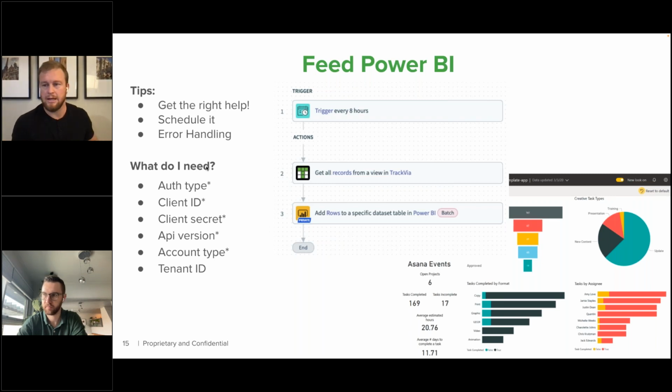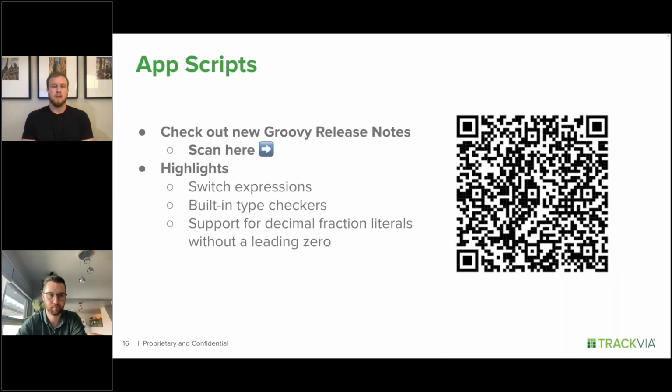Okay, last slide here for me. All right, so September 1st, I believe, is the date this came out, and Groovy put out a release. And Groovy is the language that all of the app scripts in your account are written with. What I highly recommend doing, using your phone or just checking out the Groovy website after this, is scan that QR code. It'll take you to the release notes of the current version of Groovy that TrackVia is utilizing.